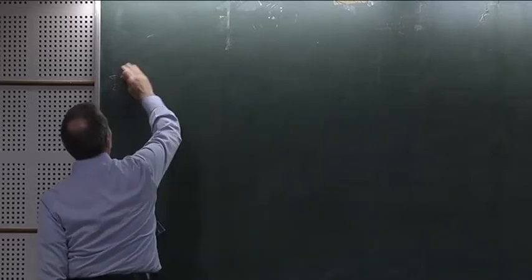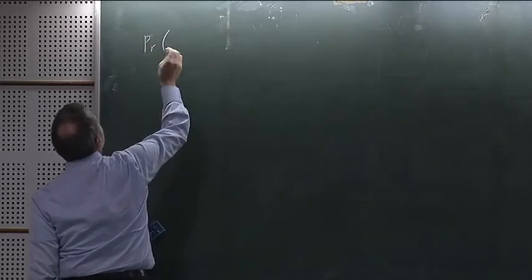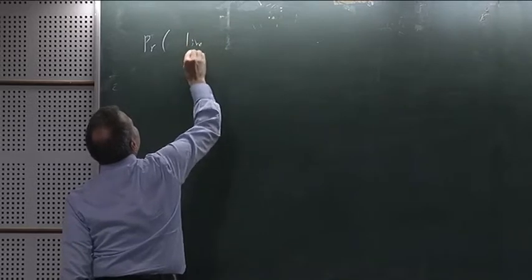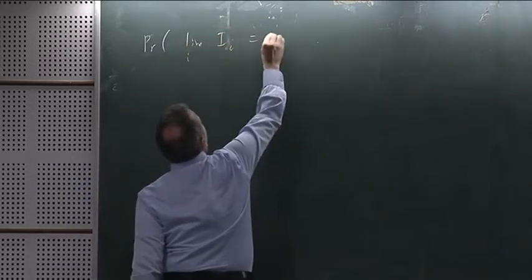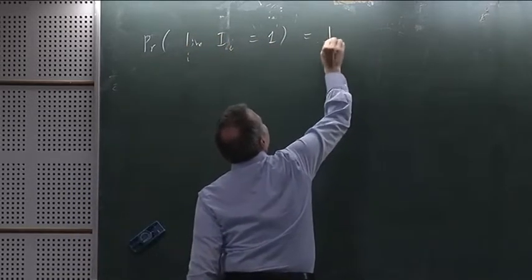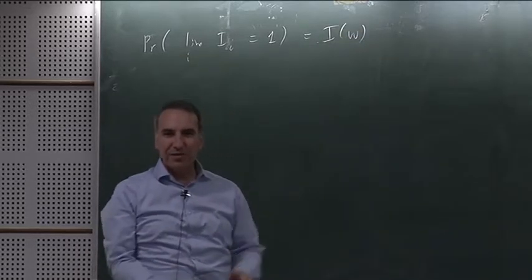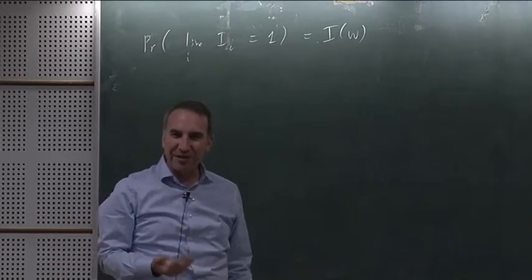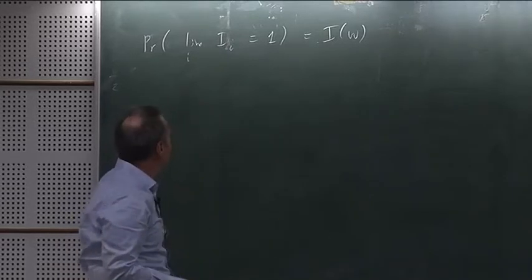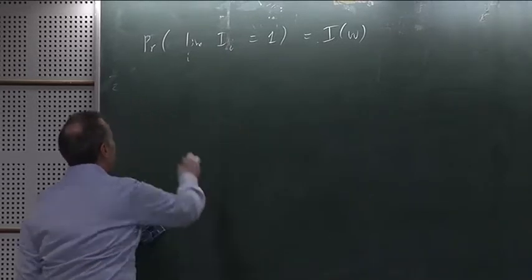So now what we have known is the following thing. We have seen that the limit of I sub i is equal to 1. This has probability I(W). Okay, so 70% in the running example that we had. With 70% probability, you'll encounter a sequence which converges to 1.